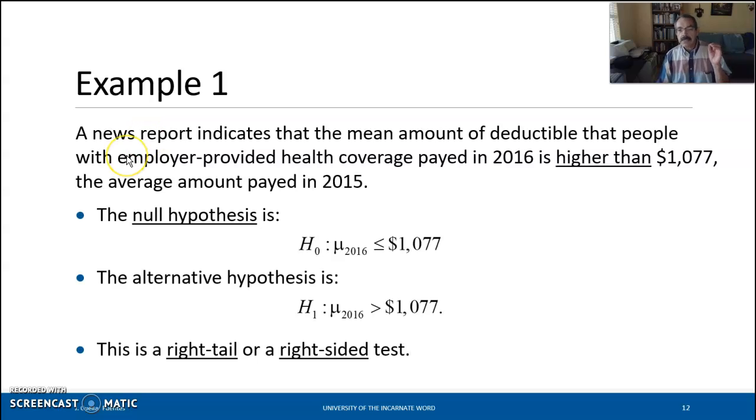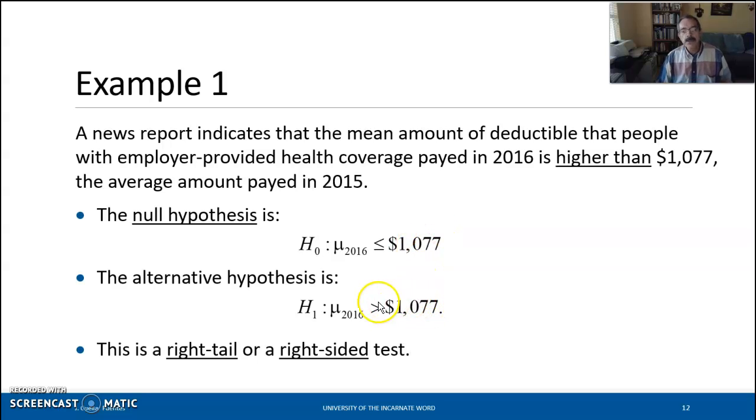Given that, the claim saying that the deductible paid in 2016 is higher than 1,077 contains no equality in that statement. So what they're quoting here is the alternative hypothesis. And then, of course, the null hypothesis is the opposite of this. It could be that in 2016, the deductible amount is the same as in 2015, or maybe even went down. That's why we use less than or equal to.